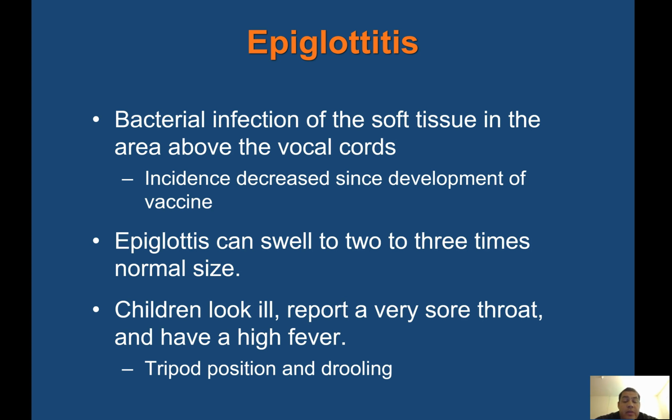Epiglottitis is a bacterial infection of the soft tissue in the area above the vocal cords. Incidence has decreased since development of a vaccine. The epiglottis can swell to 2 or 3 times normal size. So especially in children, they have smaller airways. If the epiglottis swells even a little bit, it could cause a partial airway obstruction or a total airway obstruction. Children look ill, report a very sore throat, and have a high fever. Tripod position and drooling. So remember, drooling, high fever, tripod position, it's probably epiglottitis.